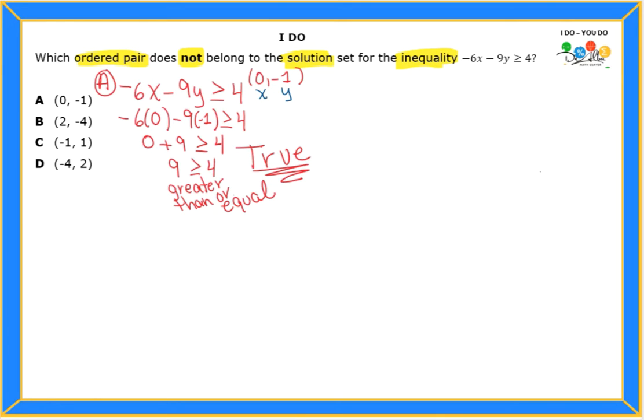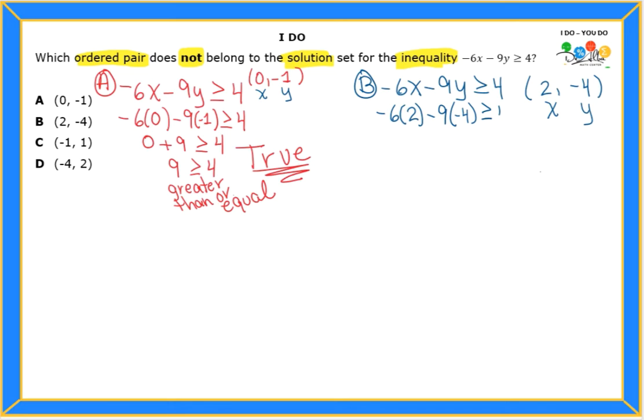So I'm going to write down A right here, just so that we know. This is going to be B. We are going to write down the same inequality, negative 6x minus 9y greater than or equal to 4. But now I'm going to choose the ordered pair 2 and negative 4, where 2 is x, negative 4 is y. I will then replace the values in my inequality. So I will have negative 6 times 2 minus 9 times negative 4 greater than or equal to 4. So let's continue. Negative 6 times 2 gives me a negative 12. Negative 9 times a negative 4 gives me a positive 36 greater than or equal to 4. What's negative 12 plus 36? I get a 24 greater than or equal to 4.